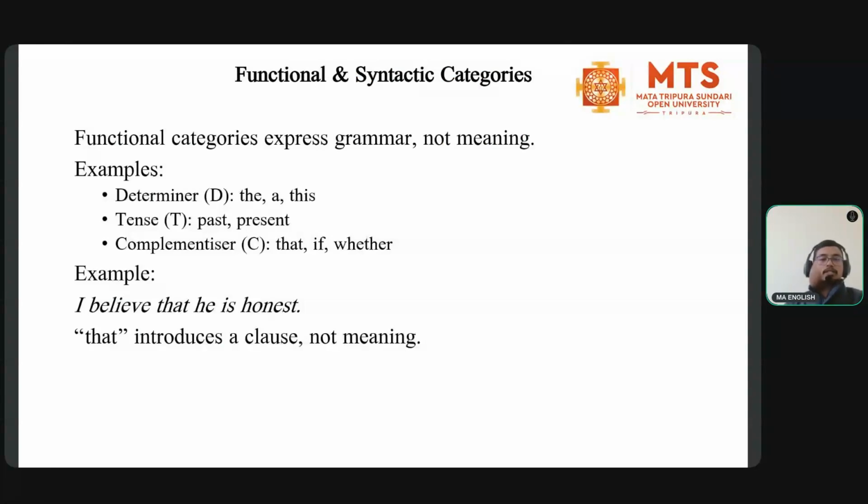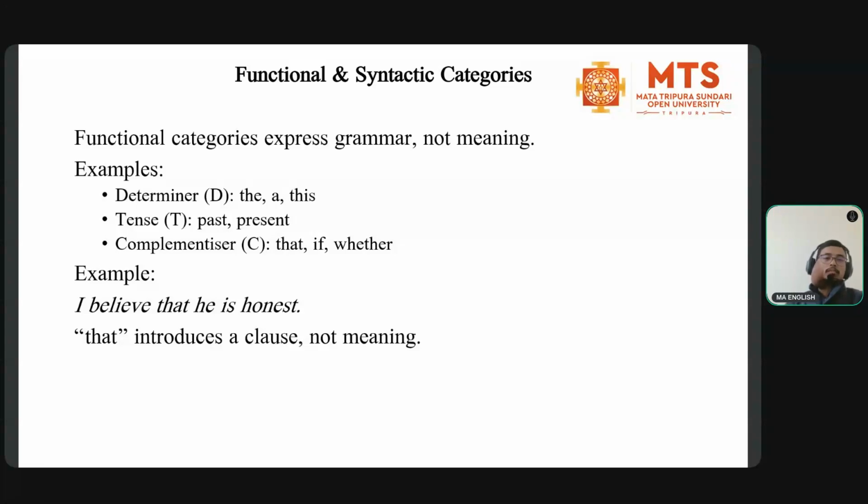Until now, we discussed phrases like noun phrase, verb phrase, and so on, right? These phrases carry meaning. Functional categories are different. They mainly carry grammatical information rather than meaning. So functional categories help sentences become grammatically correct. They show things like definiteness, tense, and clause relationship.